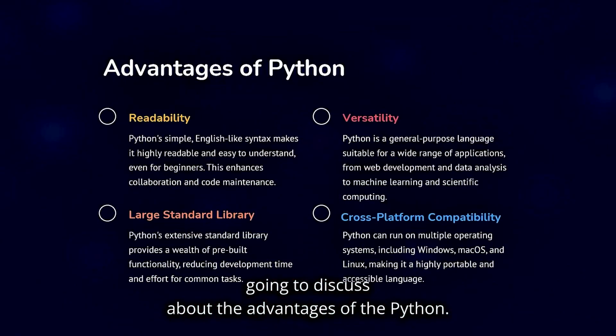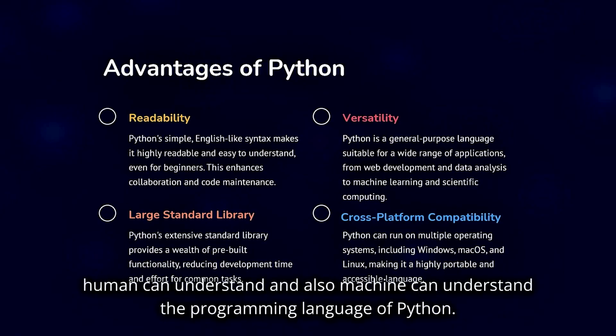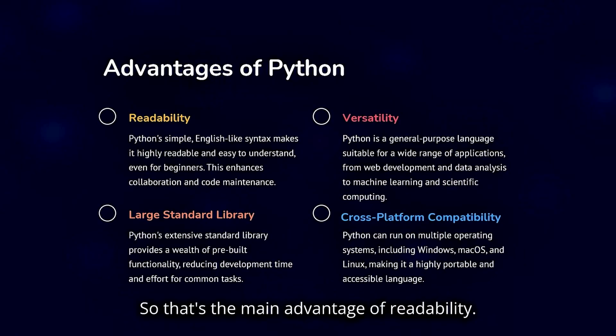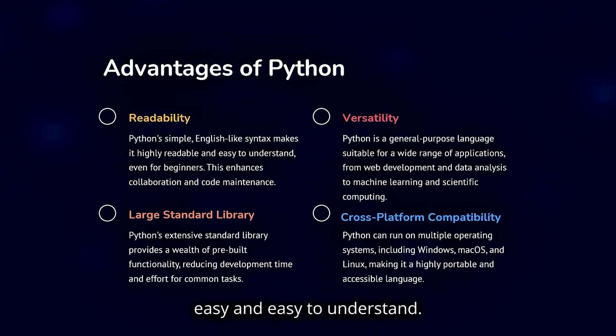So at last, we are going to discuss the advantages of Python. The first one is readability. Humans can understand and also machines can understand the Python programming language. That's the main advantage of readability, because the Python language is very easy to understand. The syntax is very easy. Even beginners can understand the Python language. So that's the use of Python.